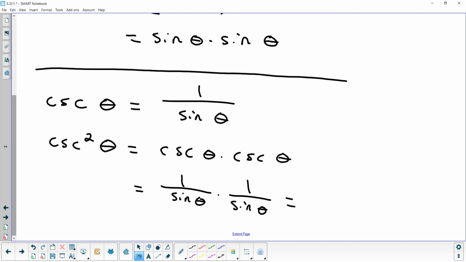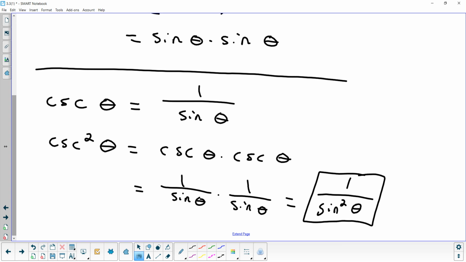Now multiply straight across. 1 times 1 gives me how much? 1. Now sine times sine is just like doing x times x. What do you think sine times sine is? Yep. Sine squared. So we started with that, and we got that. Right.